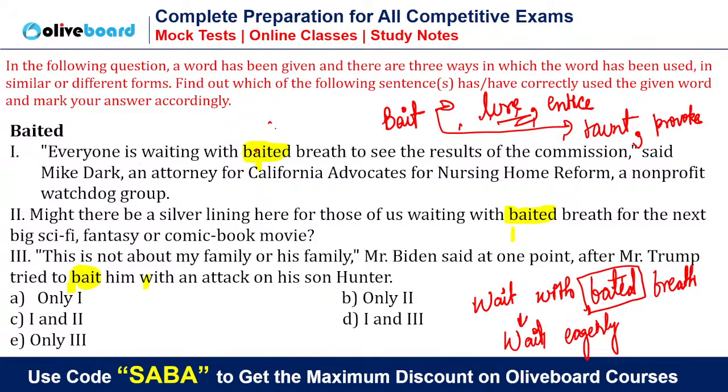So this is wrong, bated breath. This is also wrong, bated breath. This is not about my family or his family. Mr. Biden said at one point after Mr. Trump tried to bait him, means provoke him. So here you are getting the sense of provoke, taunt. So the third is absolutely correct. 1 and 2 are wrong.